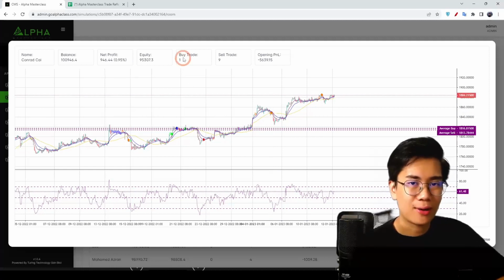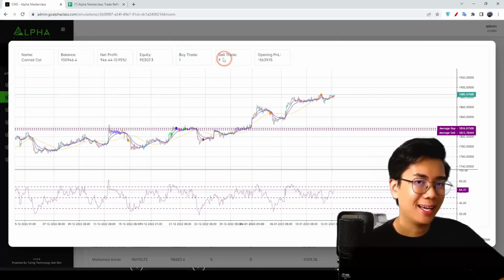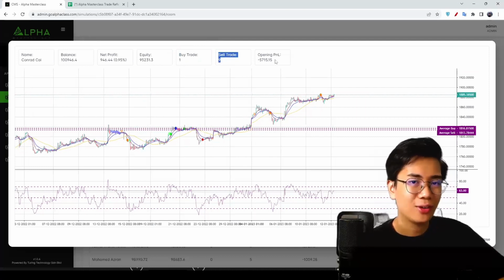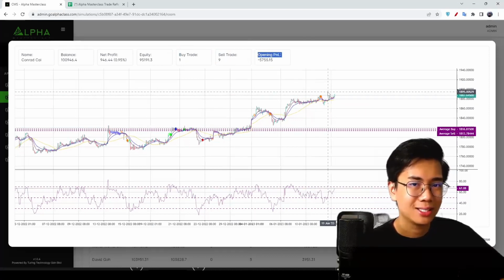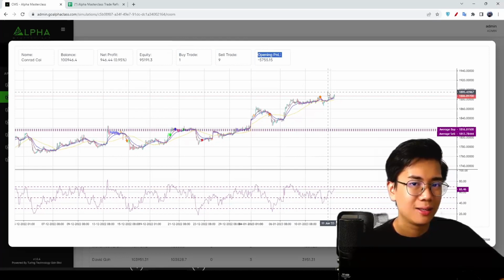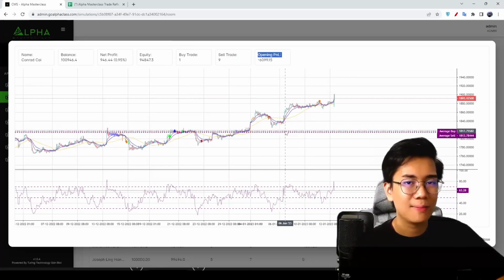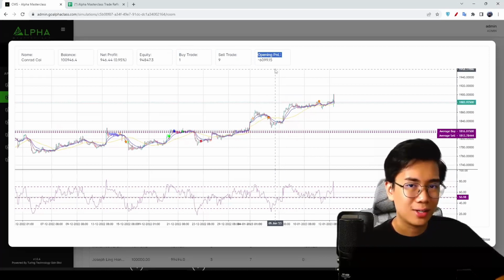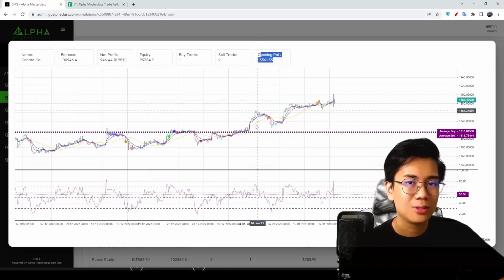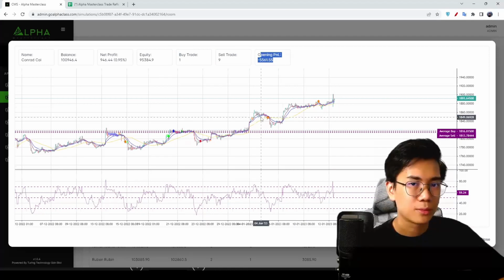Conrad, you should know, right? Right now you have 1 buying trade and 9 selling trades. Your floating losses keep on increasing when the market goes against you, meaning that your buyer is not really profiting anything. In fact, you are right now net losing money. You are net selling in the market.